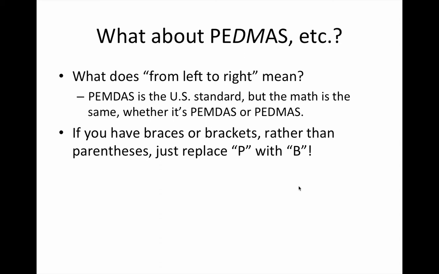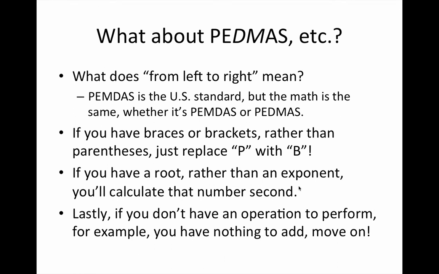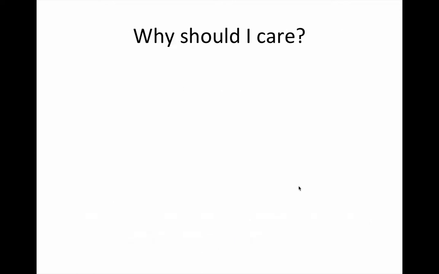A couple of other things are worth mentioning. One is that it's not the case that you have to have parentheses. You could have brackets or braces. The point is, whatever is in some sort of parenthetical is what's done first. Similarly, if you have not an exponent, but you have instead a square root, then you're going to work that before you work the division or the multiplication. Lastly, if you don't have an operation to perform, for example, if you don't have anything to add, move on to the next operator.